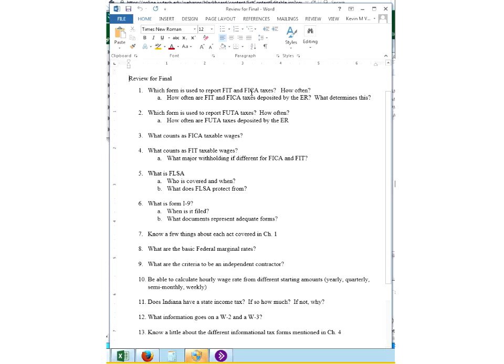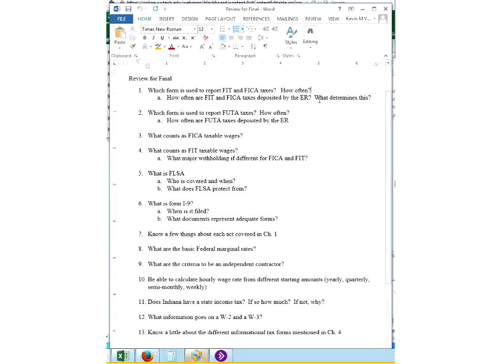So which form is used to report the federal income taxes and the FICA taxes? How often are they paid? Or how often is the form submitted? So remember that form is the 941. That's an important thing that I definitely want you to know. If you go into an accounting office and they talk about reporting payroll taxes, or they talk about form 941, I want that to be in your head, that you know exactly what form that is and that you file that every quarter.